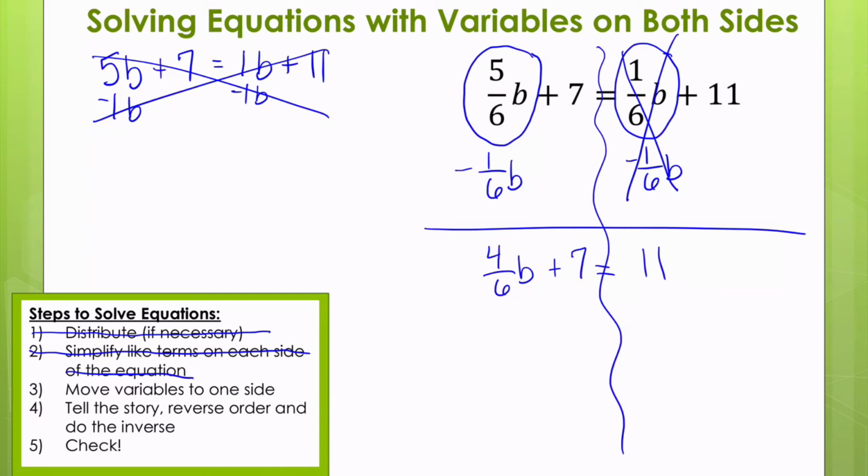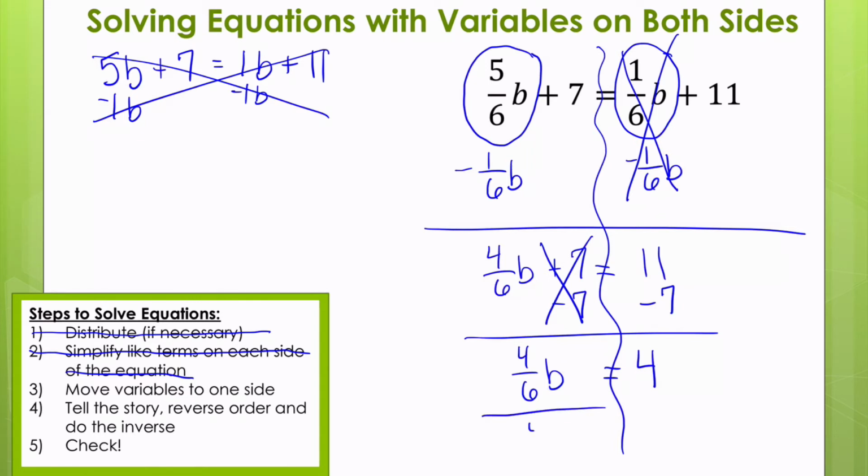Now I've got all my variables on one side, so I can tell the story, reverse the order, and do the inverse if I need to do that. So I know that I'm going to need to subtract 7. This is going to be 0. Subtract 7. I'm going to get 4/6b equals 4. And then I need to divide by 4/6.